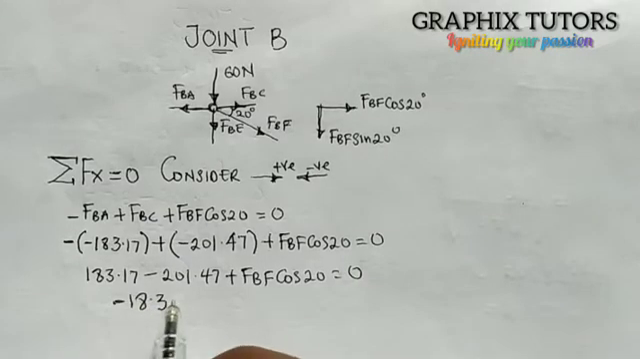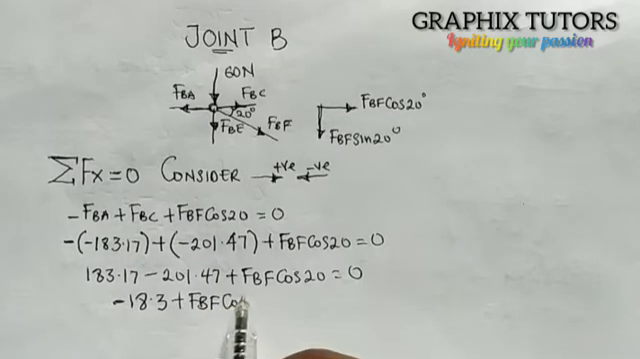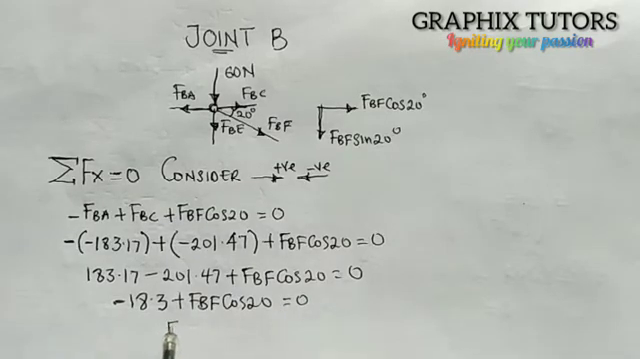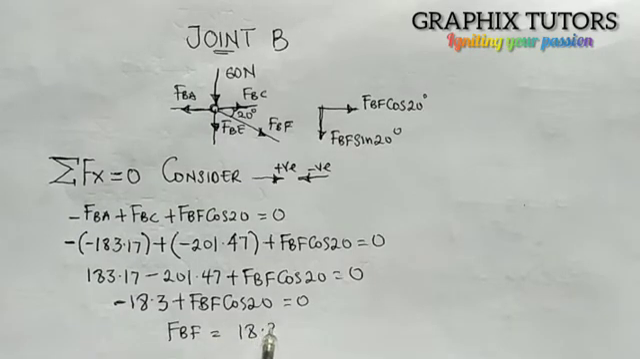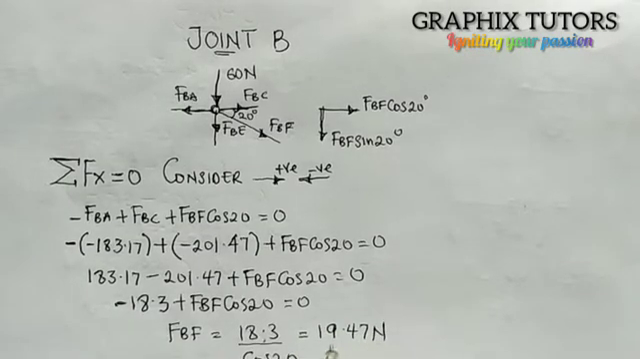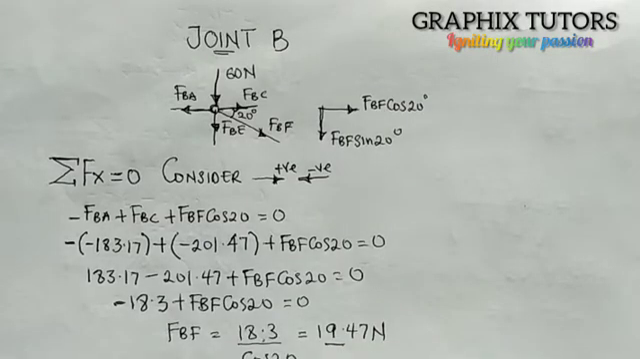So I'm going to put my negative 18.3 plus FBF cos 20. Now when it comes here, FBF will now give me 18.3 all over cos 20. So if you divide 18.3 by cos 20, we'll be having 19.47. So that will give me 19.47 Newton. My FBF, right?